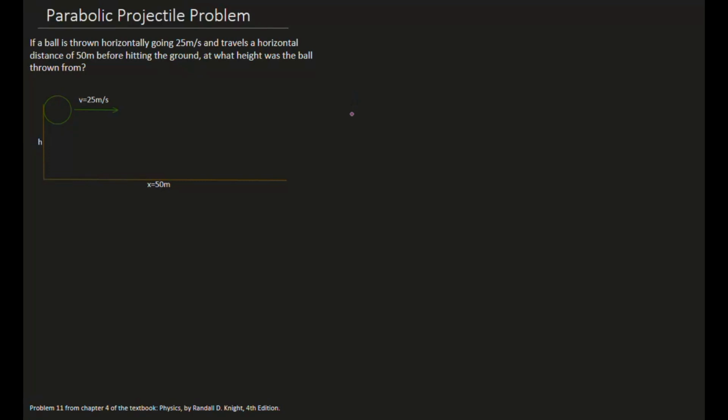So let's say we have a ball and we throw that ball in the horizontal direction going 25 meters per second. And let's say that once the ball leaves our hand, it travels a horizontal distance of 50 meters before it hits the ground. We want to calculate at what height was the ball thrown. To do this, we just need two equations.